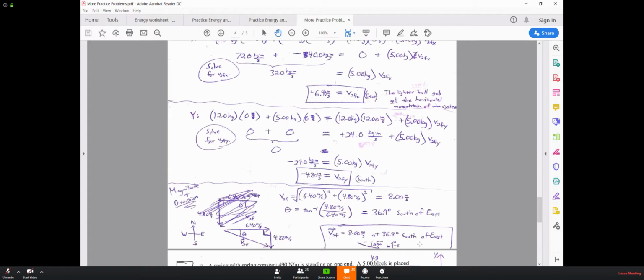I-hat, J-hat, K-hat would be fine. What did I call this? V2 final is 6.40 meters per second I-hat minus 4.80 meters per second J-hat. And overall, that is 8.00 meters per second at 36 whatever degrees south of east.